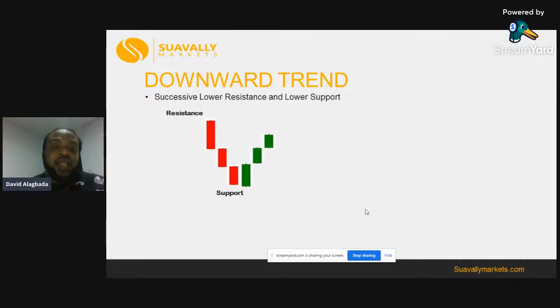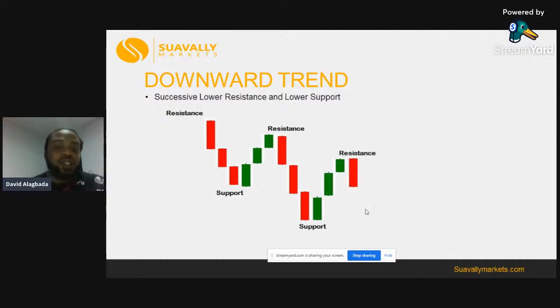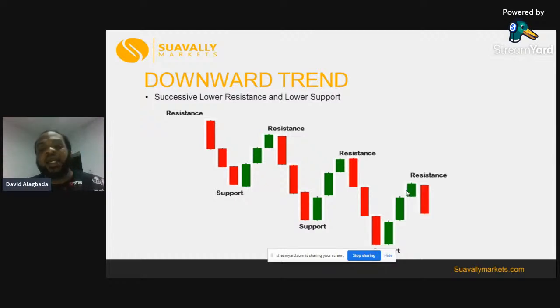But a downtrend is the exact opposite of that. You have successive lower resistances and successive lower supports. So you see that resistances are falling and supports are falling, and this continues for a while, and then you can identify this situation as being a downtrend.